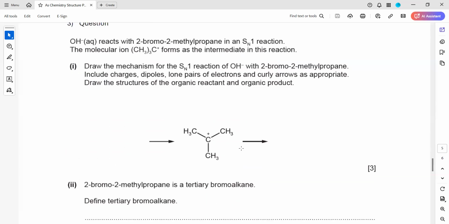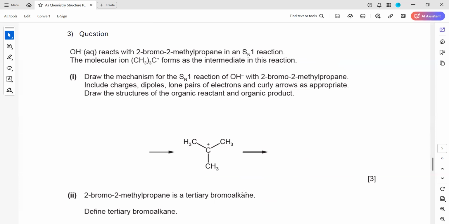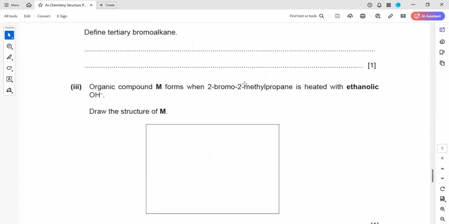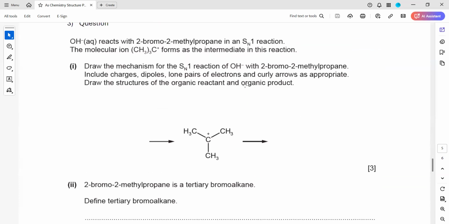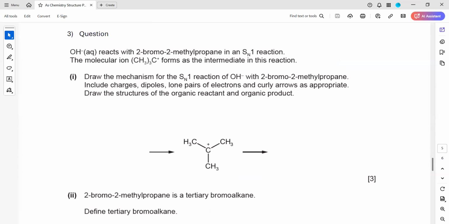Question 3, any doubt? Question 3, parts 1 and 3. Okay, I'll discuss these parts as well. So the OH reacts with 2-bromo 2-methyl propane with an SN1 reaction. If it's an SN1 reaction, it means it is a tertiary halogenoalkane.